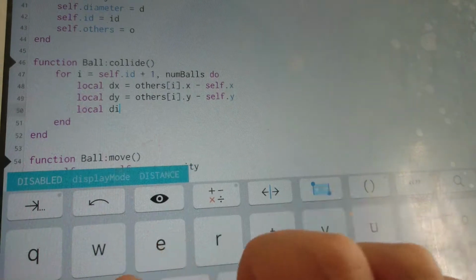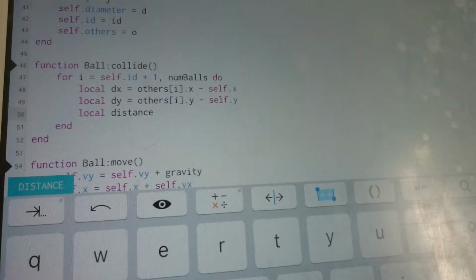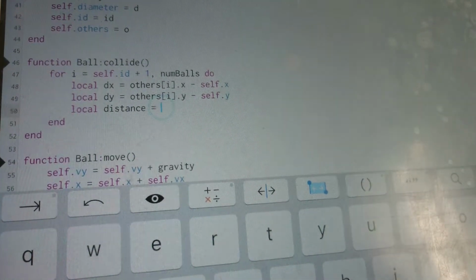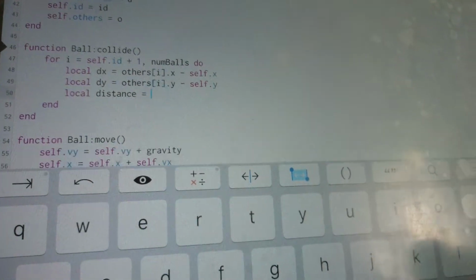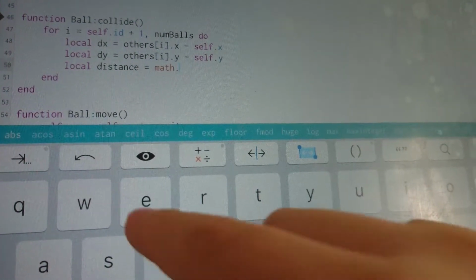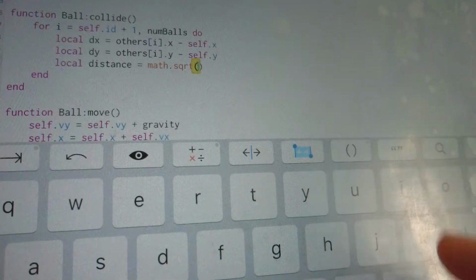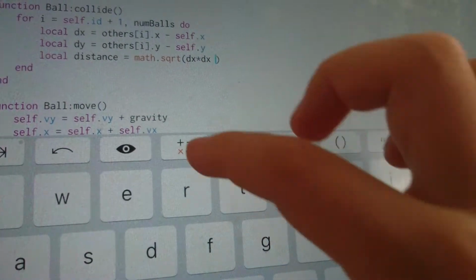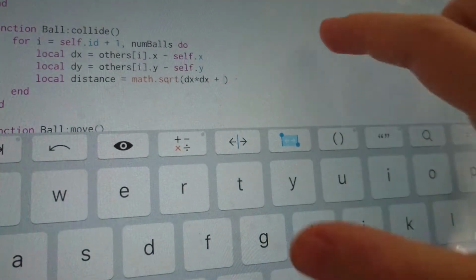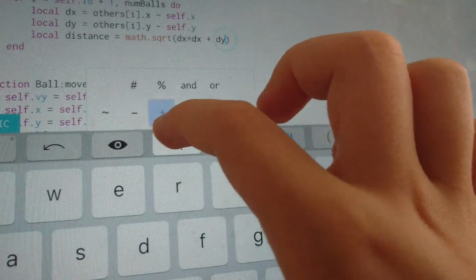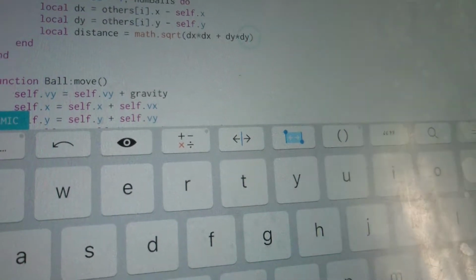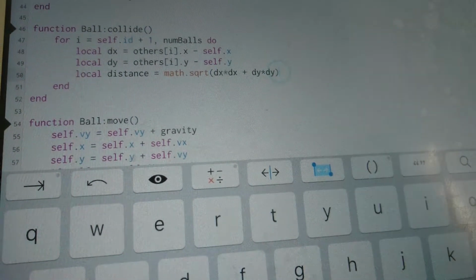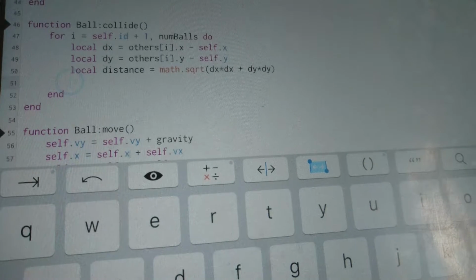To calculate the distance, I can just calculate it on my own. Vectors make this a little bit easier, but I'm just going to use separate x and y variables. And it's just the square root, so I'm going to say math dot square root of dx times dx plus dy times dy. This is basically the Pythagorean theorem.